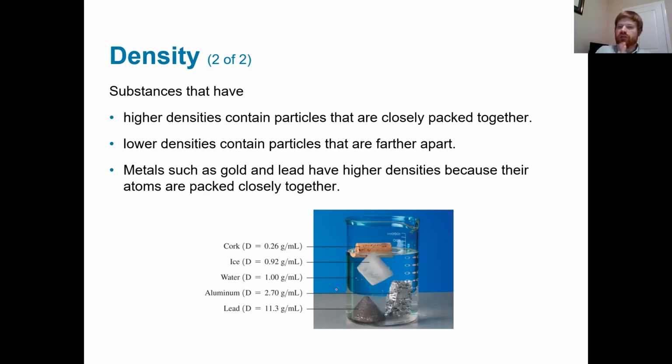So you end up with gold and lead being very high density materials, not only because their atoms are packed closely together in solid form, but also because their atoms contain a lot of stuff. They contain a lot of subatomic particles. And we're going to talk about that in the future. But the idea is, an atom of gold contains many more protons and neutrons than does an atom of, say, carbon. So that's why diamond is relatively light, whereas gold is relatively dense.